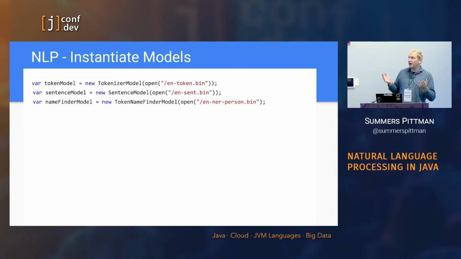We load up our models. Like I said, there is one for tokenization, one for sentences, and one for persons. Each of these are binary, immutable models. You can't open one up and look at it. It's statistical math. I mean, it's numbers and weights and analyses. You can't edit it. You can't grow it. Once you've trained a model, it is set.